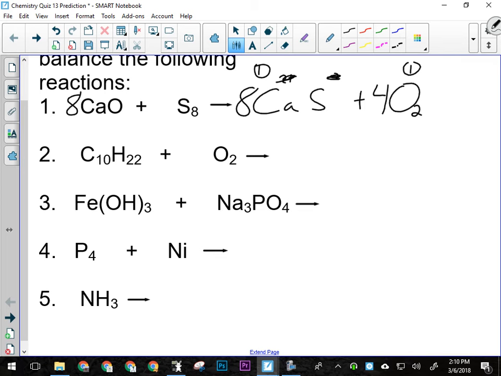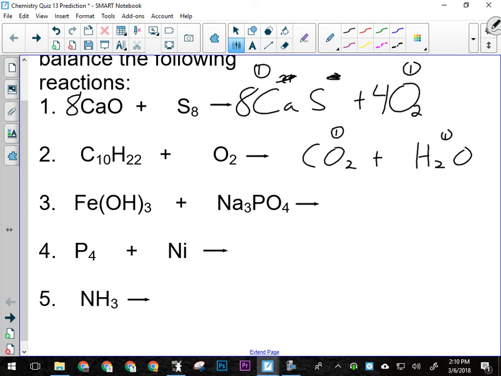Okay, question number 2. I've got C10H22 reacting with oxygen. What kind of reaction is that? Combustion. Okay, so 1 mark for carbon dioxide, 1 mark for water. Okay. Then we have to balance the reaction. There are 2 rules for balancing. Do I need them both?